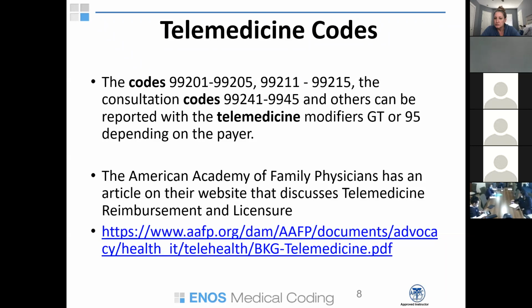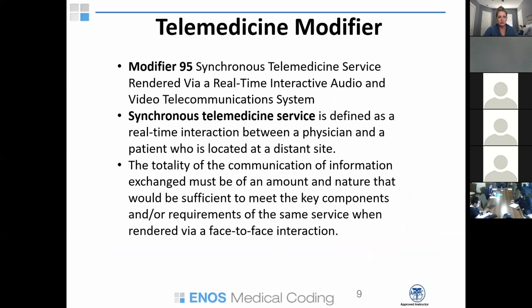There are a lot of websites that have a lot of documentation. Yesterday, the AMA came out with a very easy to follow grid, and I have a link to that as well. The normal telemedicine modifier 95 we see is still being requested quite a bit from non-Medicare payers, meaning Blue Cross, United, all of the different commercial plans. And what that means, it's a real-time interaction between a physician and a patient who's located at a distant site. So you may be using modifier 95 for your visits at this time.